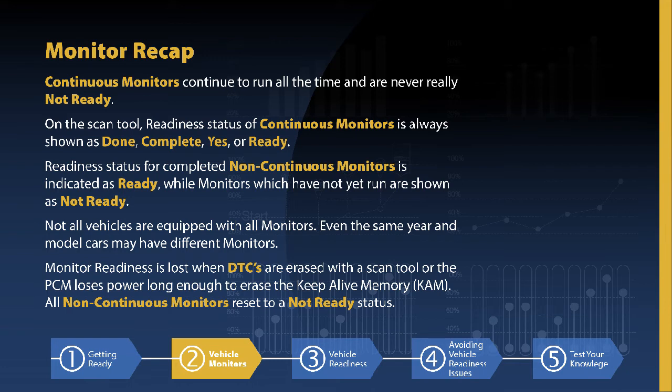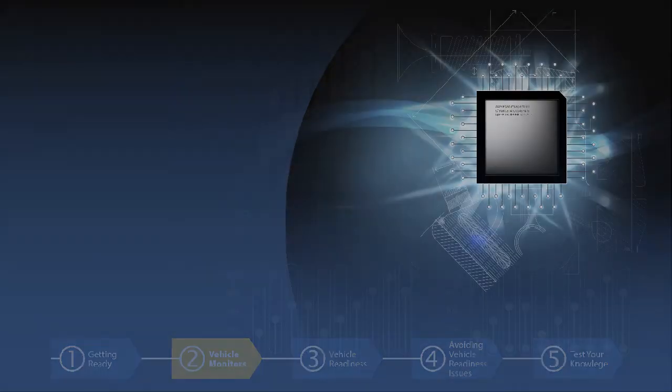Not all vehicles are equipped with all monitors. Monitors that are not equipped will display as NA, not supported, or unsupported. Even the same year and model cars may have different monitors. Monitor readiness is lost when DTCs are erased with a scan tool, or the PCM loses power long enough to erase the Keep Alive Memory, KAM. All non-continuous monitors reset to a not ready status.